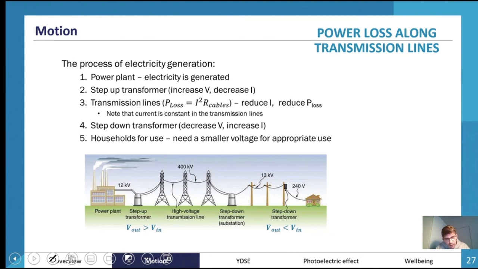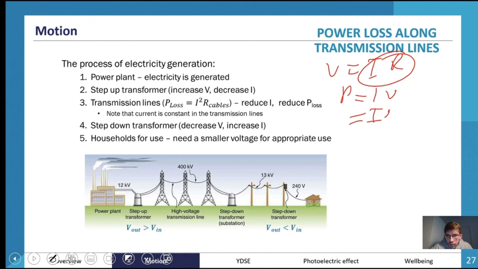So basically the idea is with circuits, if you've learned some basic equations in physics. One of those basic equations was that voltage is equal to I multiplied by R, and that power is equal to I multiplied by V. However, if you substitute the value of voltage for IR, we get power is equal to I square R. So power loss in transmission lines is equal to current squared multiplied by resistance.